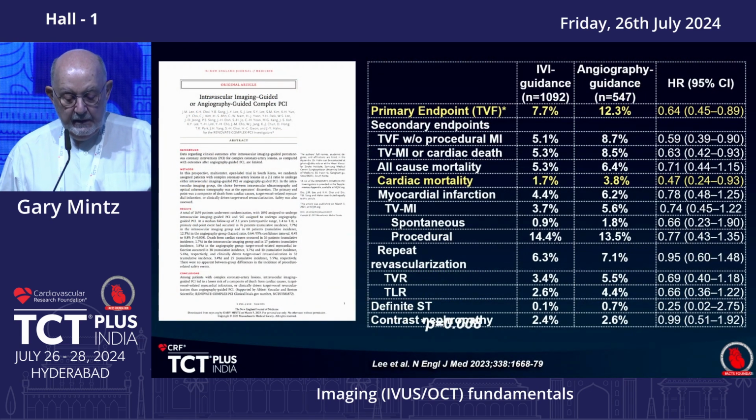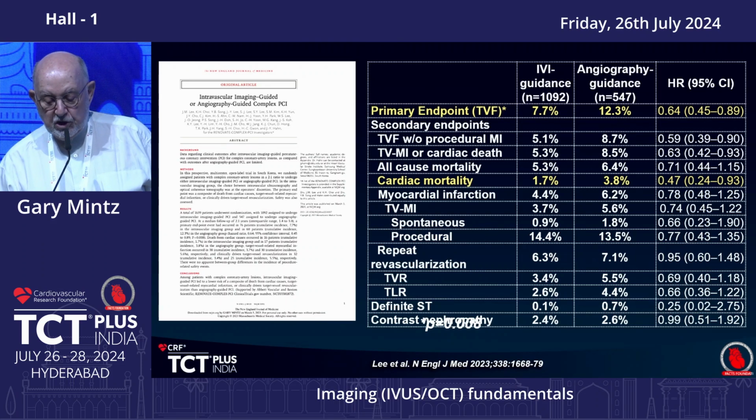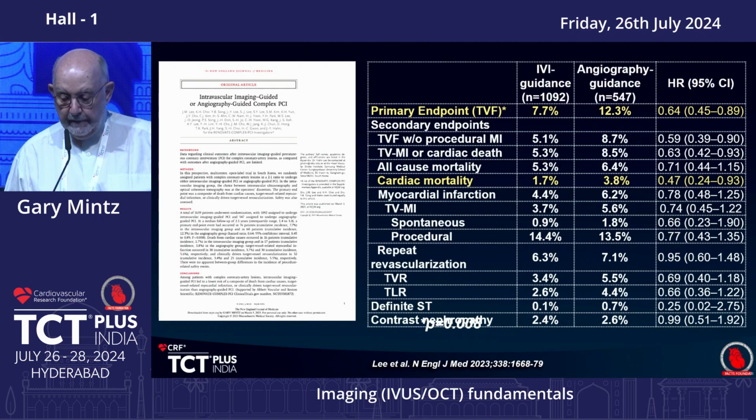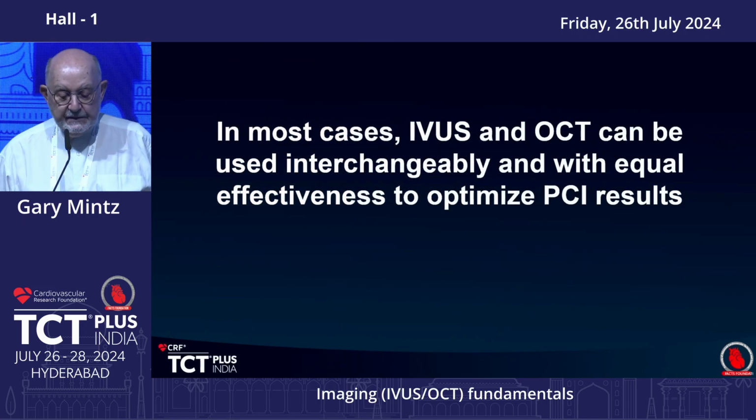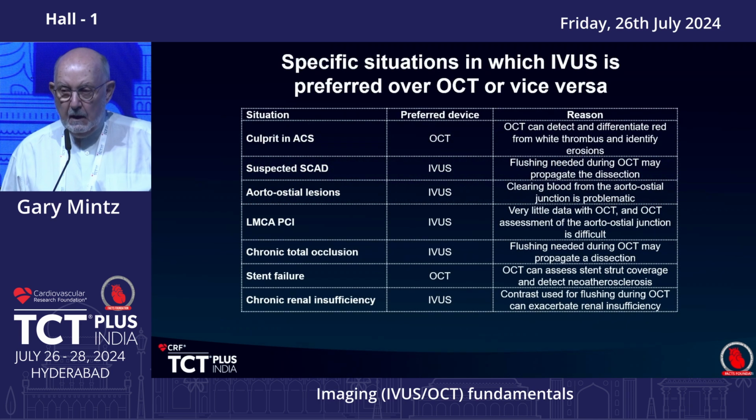In a single study from Korea, RENOVATE-COMPLEX-PCI, there was a reduction in mortality from 3.8% with angiographic guidance to 1.7% with IVUS guidance at 2 years of follow-up. In most cases, IVUS and OCT can be used interchangeably with equal effectiveness to optimize PCI results, but with a few exceptions.